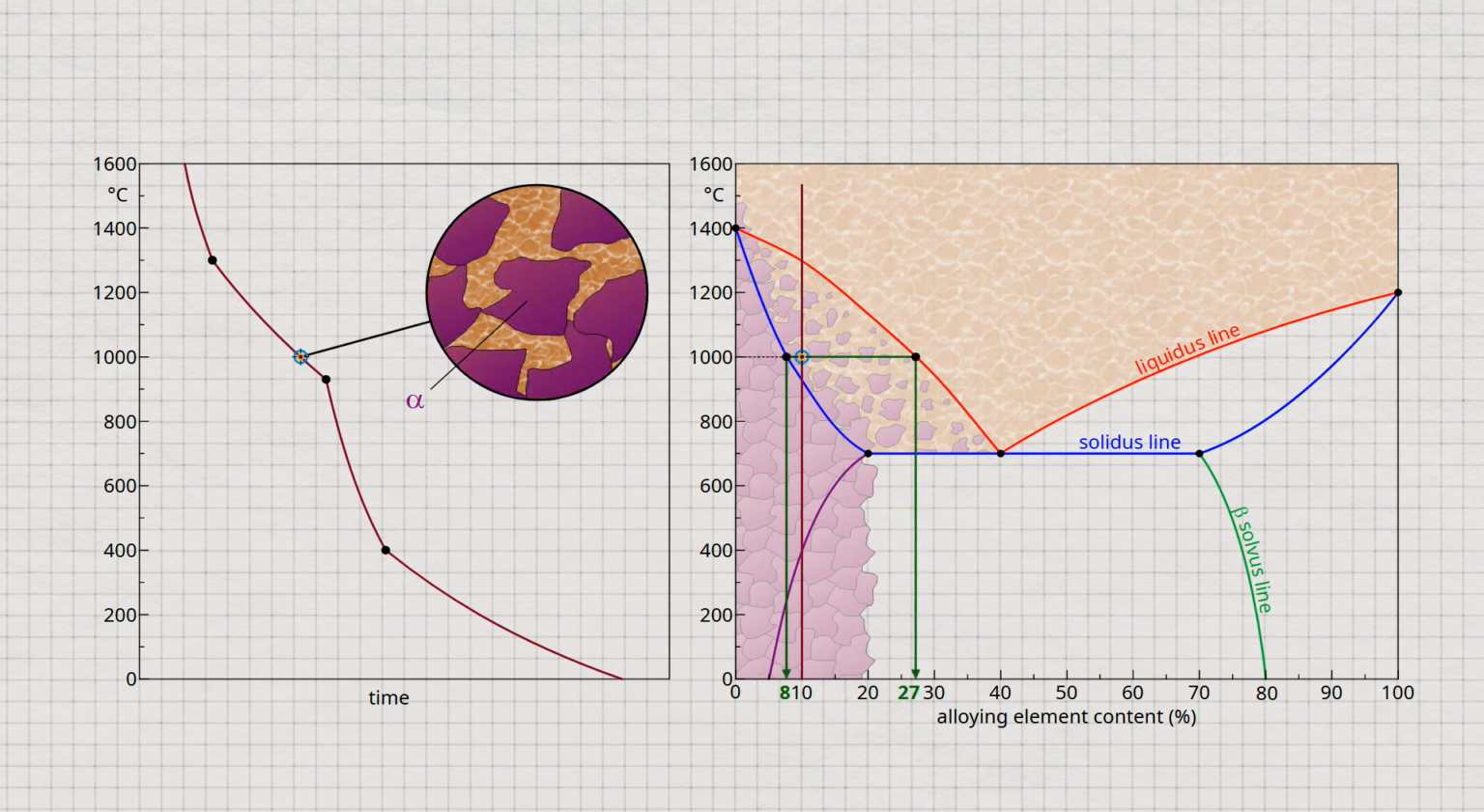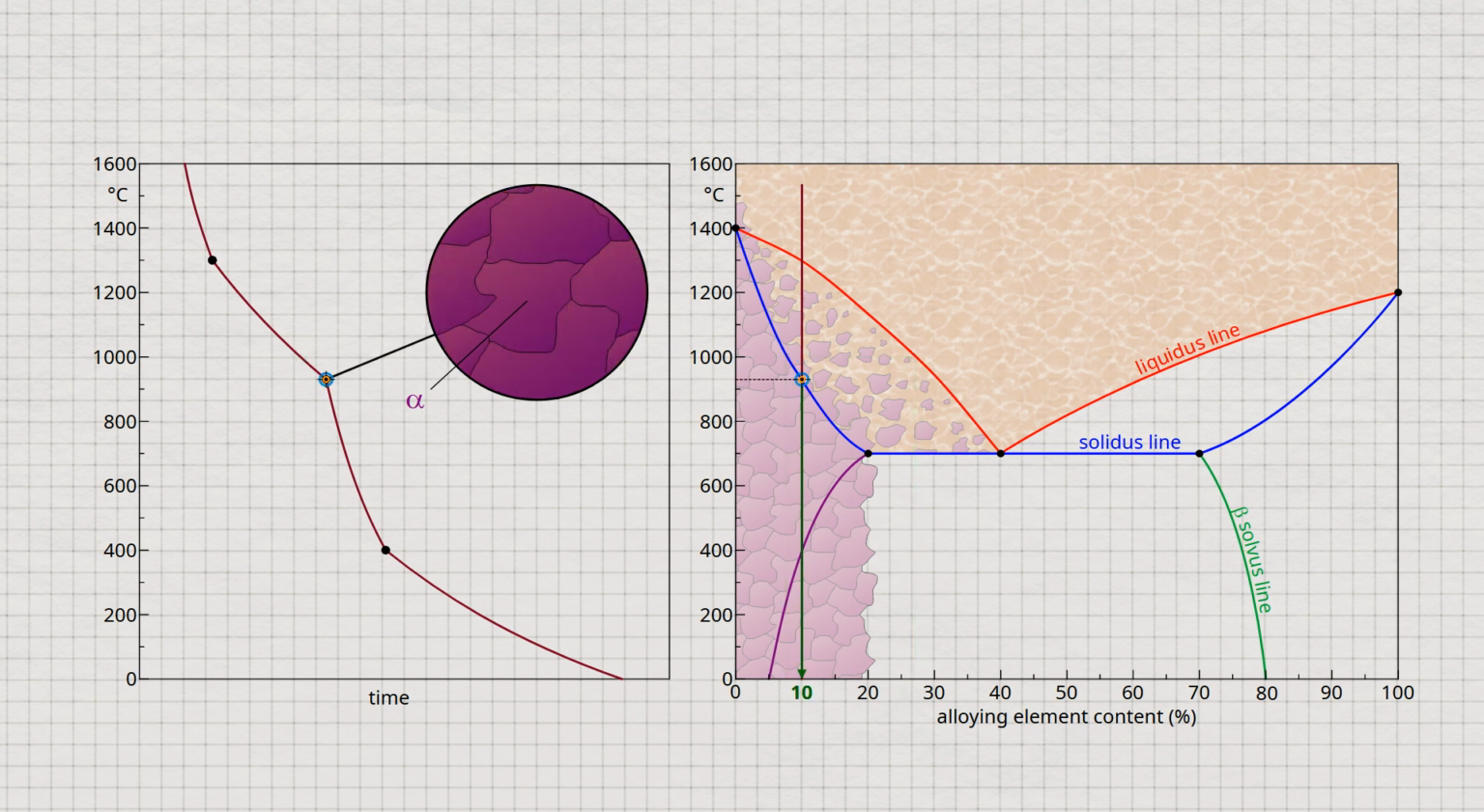At 1000 degrees Celsius, the solid solutions have continued to grow at the expense of the melt, and the alloy concentration has increased to an average of about 8%, while the residual melt has an alloy content of about 27%. Finally, at 930 degrees Celsius, the solidus line is reached and the solidification process is complete. The alloying component in the solid solutions is apparently 10% and is completely dissolved in the lattice of the base material. Even with further cooling, the alloying component initially remains completely soluble in the base material.